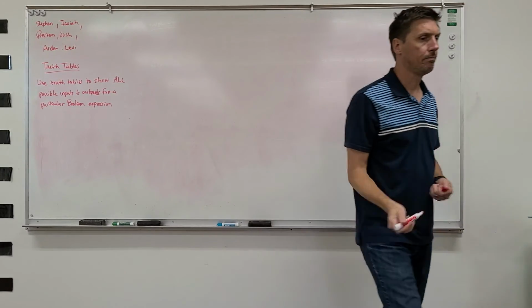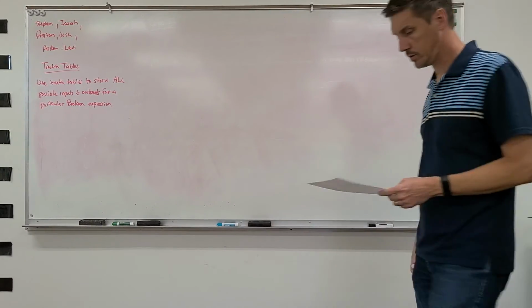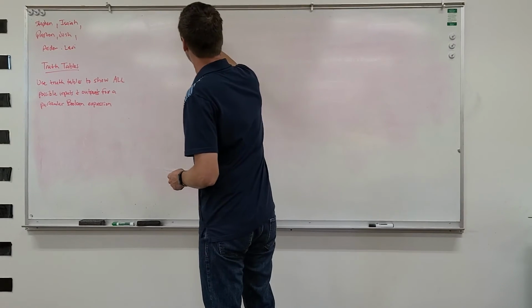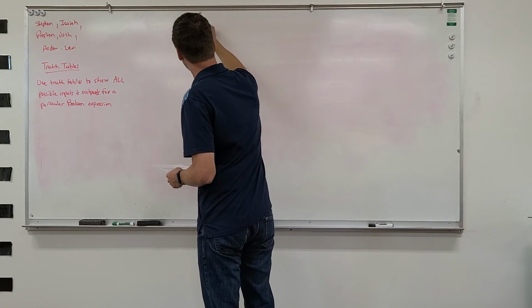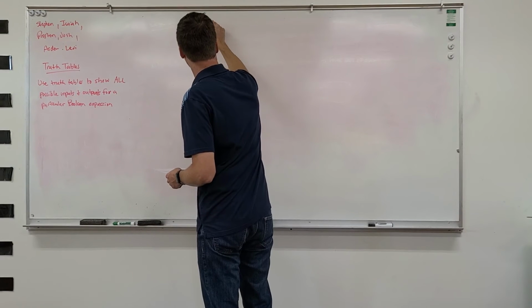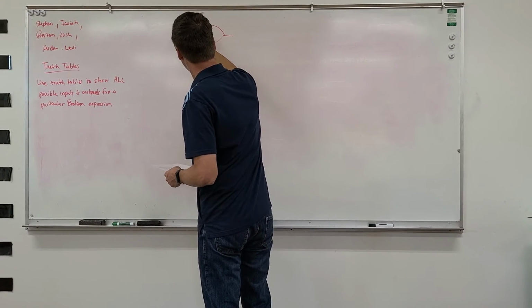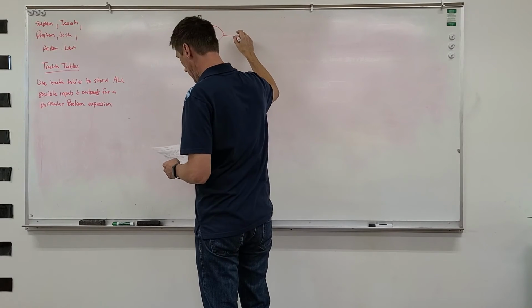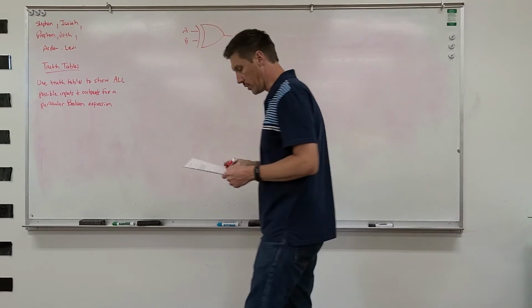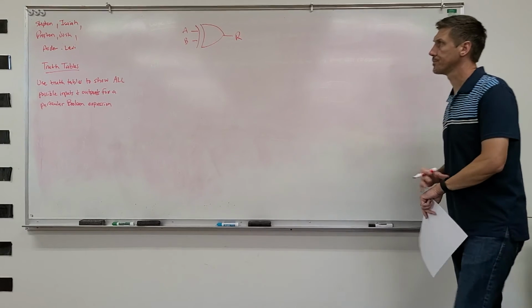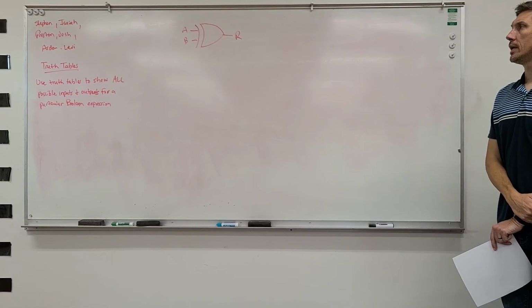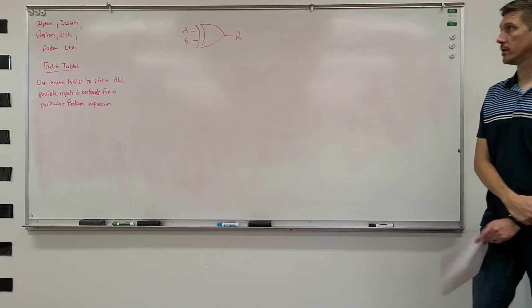So, for this one, let's just do a simple one first. We've got this XOR gate, and we've got input A and input B, and the result is going to be output R. Right? And I say write a truth table for that.